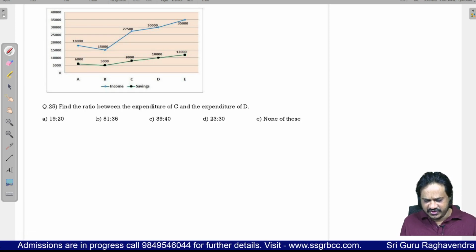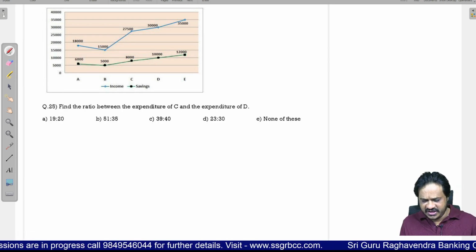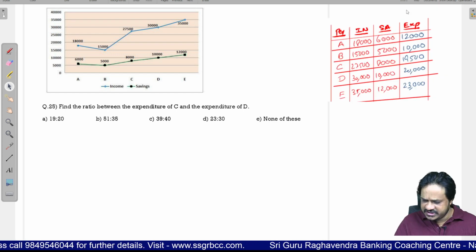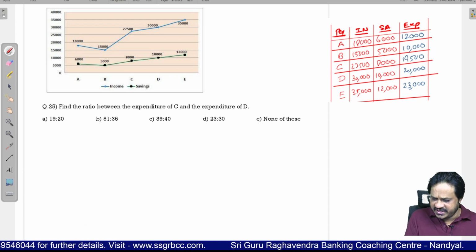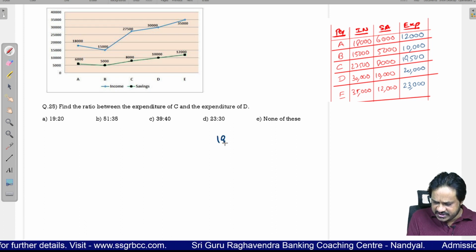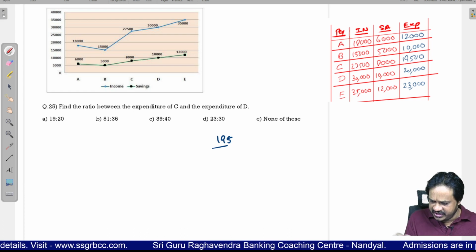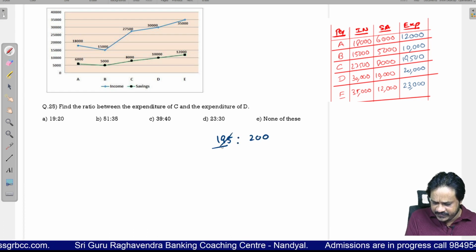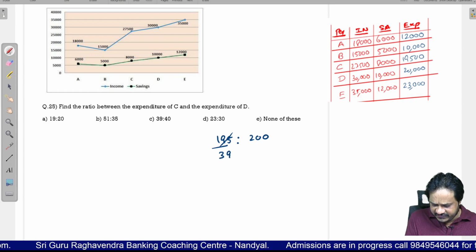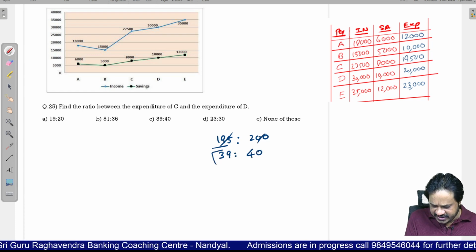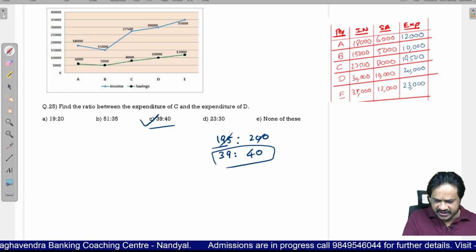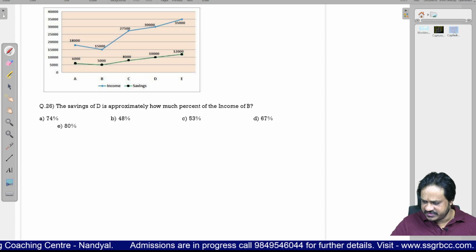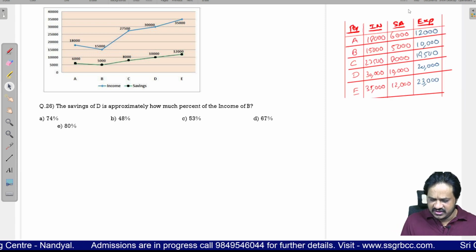Find the ratio between the expenditure of C and expenditure of D. Again, expenditure of C, expenditure of D, that is directly from the table. Expenditure of C is 195, 19,500 means 195. Expenditure of D is 200. So, 5 3s 15, 5 9s, it is 39 is to 40. Option 3. Next question.